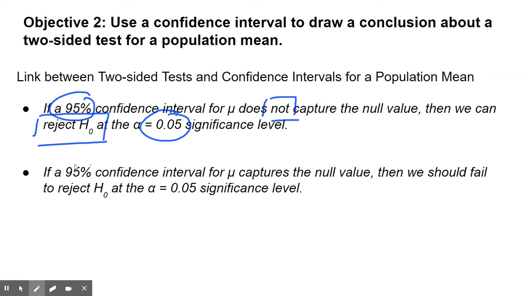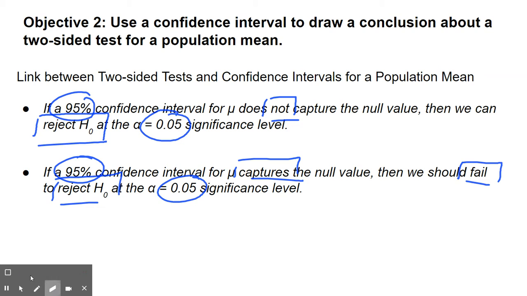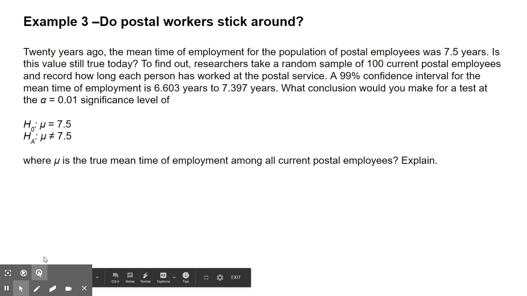Versus in a 95% confidence interval, if we do capture the null, then we should fail to reject the null. Let's not throw the null away at the alpha equals 0.05 significance level. Again, 95%, 5%. Okay, that needs to be made a connection. Okay, all right, so let's see how we look at these problems.